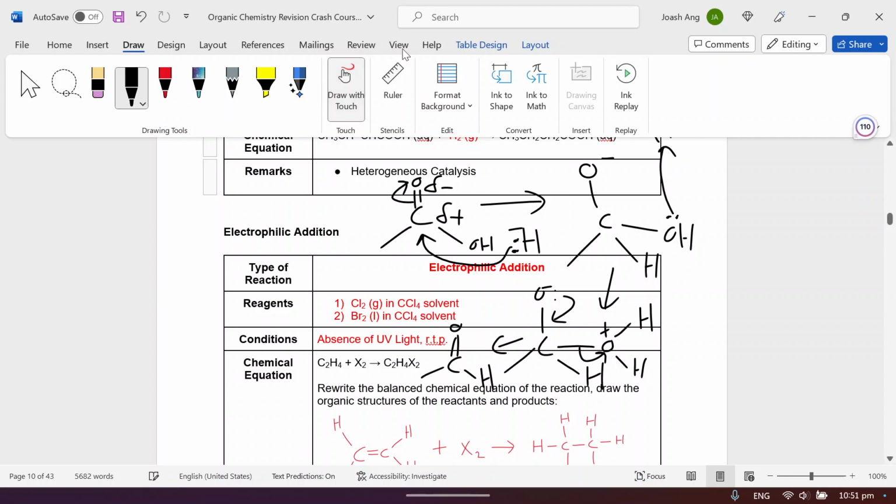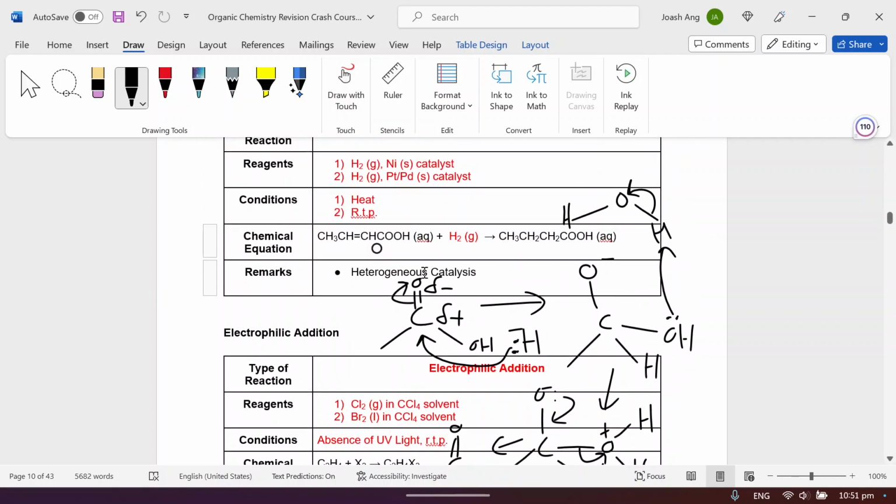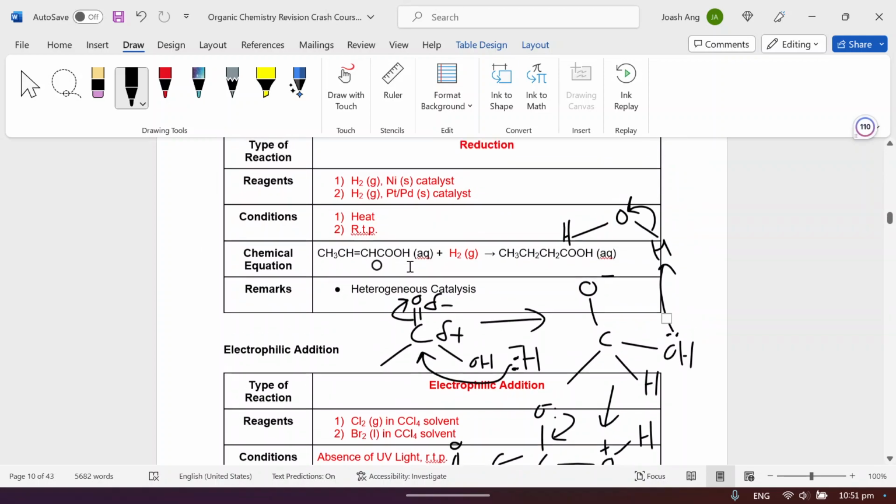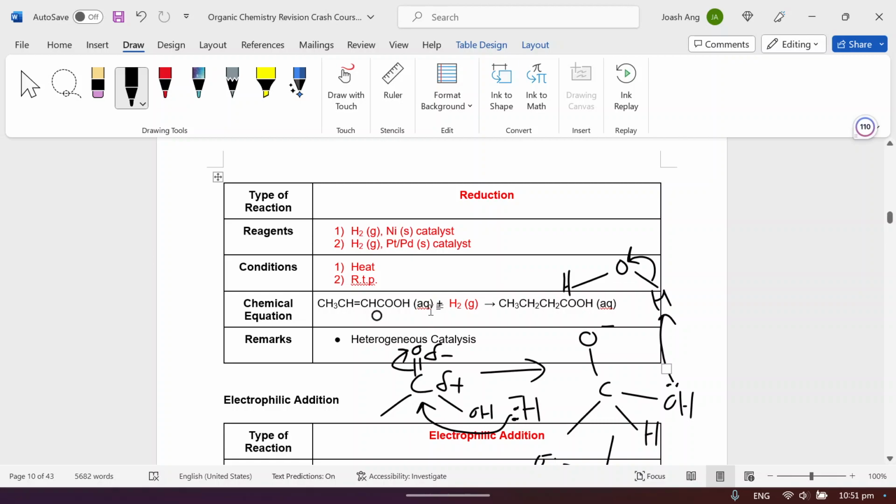Okay, so this is just some extra knowledge if you would want to know, and it's tested in exams. I remember there was an A-level exam question in 2022. They asked why the carboxylic acid group is reduced by lithium aluminum hydride, whereas the alkene is not being reduced by lithium aluminum hydride.